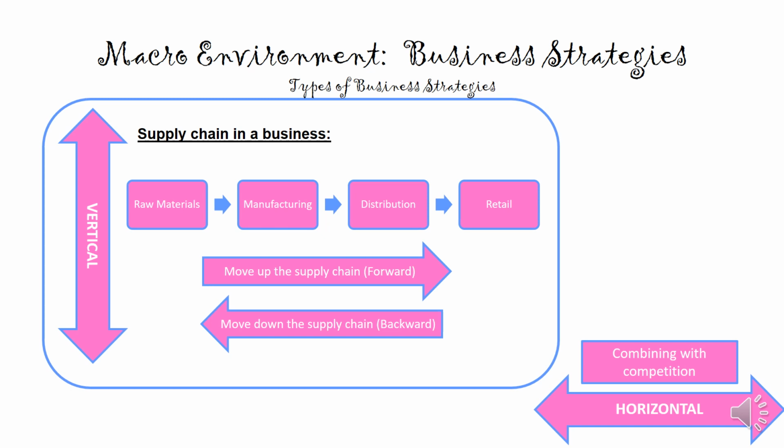that will be horizontal integration, taking over the competition. So vertical integration is moving upwards or backwards, up or down the supply chain, taking over a business higher up on the supply chain or lower down the supply chain. Horizontal integration is taking over a competitor.